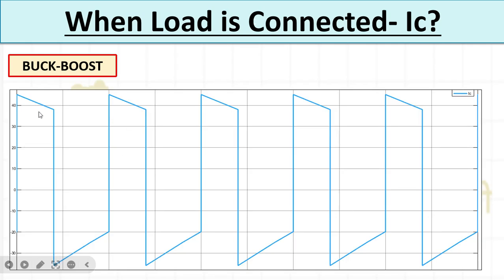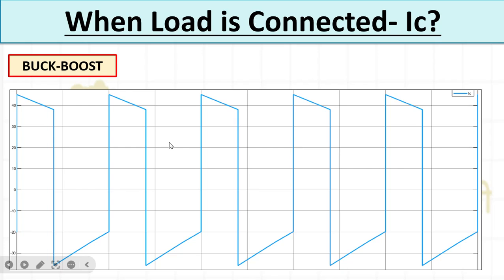The nature is like this. Initially when the switch is on, it is at some higher value and it gradually starts decreasing. When the switch is off, it suddenly falls down to some negative value and then gradually increases. Then again when the switch is on, it is at its peak value and then decreases again, and this kind of cycle continues. So these are the three waveforms of the capacitor current I have shown you when the load is connected.